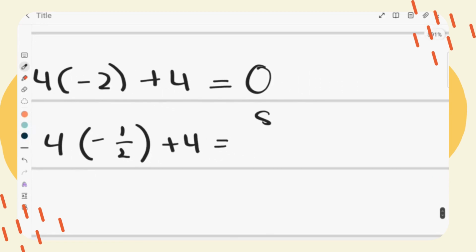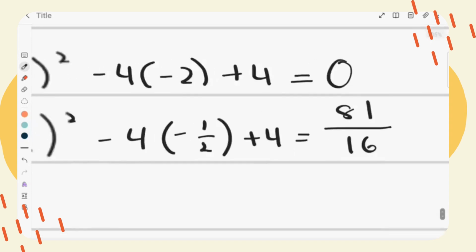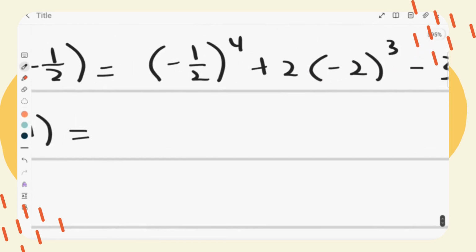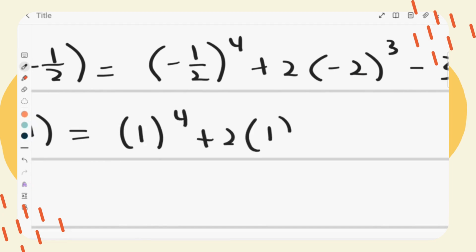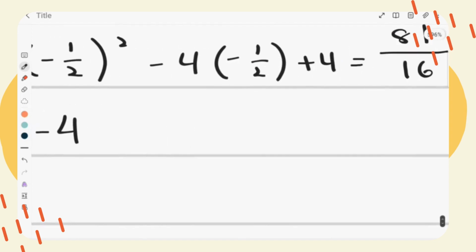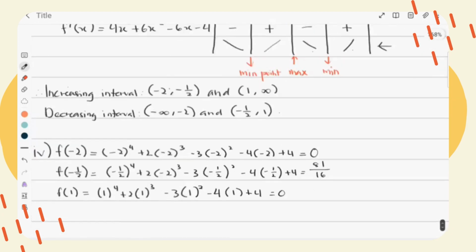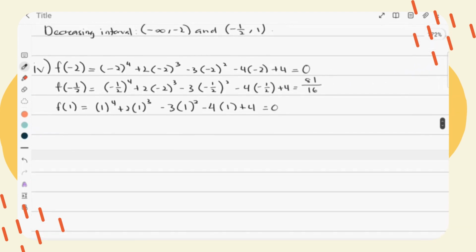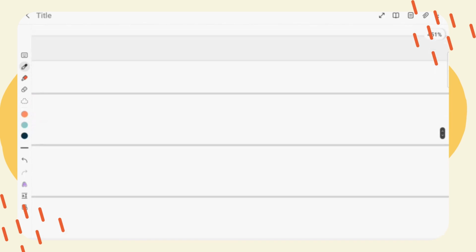And then we will get 81 over 16. So x equal to 1. It's 3 times 1 to the power of 2 minus 4 times 1 plus 4. You will get 0. So we will start to sketch the graph because we already have the x value and y value.